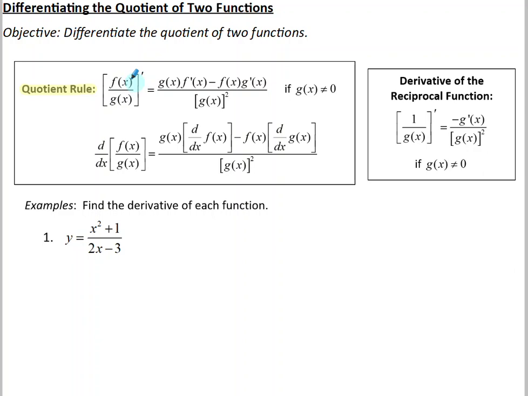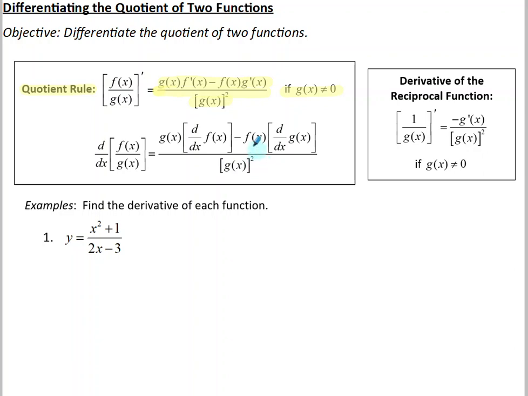The derivative of f of x divided by g of x, as long as g of x does not equal 0, is g of x times f prime of x minus f of x times g prime of x, divided by g of x function squared. Using Leibniz notation, the derivative with respect to x of f of x divided by g of x is g of x times the derivative with respect to x of f of x minus f of x times the derivative with respect to x of g of x, all divided by g of x squared.